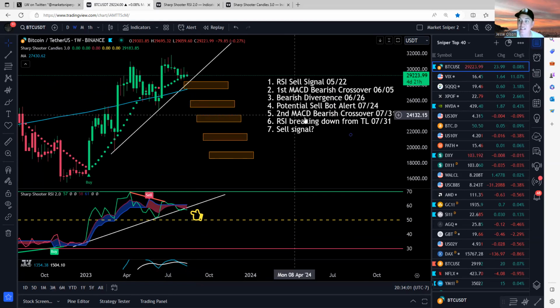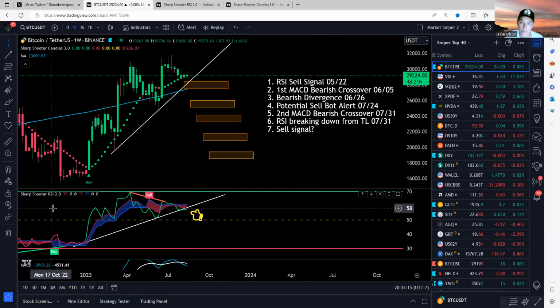So now we've had a second MACD bearish crossover on the week of, let's go back to number 4, skipped ahead. Number 4, we had a potential sell on the bot alert system that's also included with the sharpshooter RSI. It's for the $79 one as well.